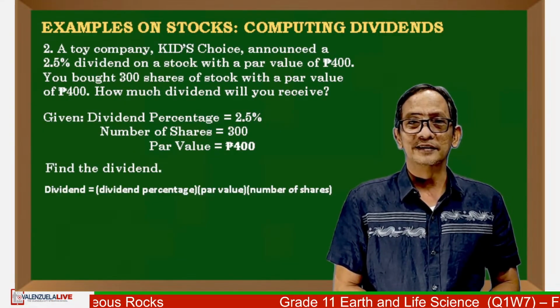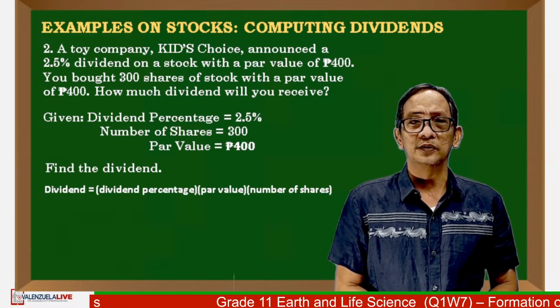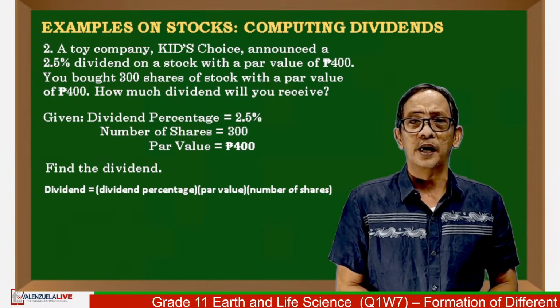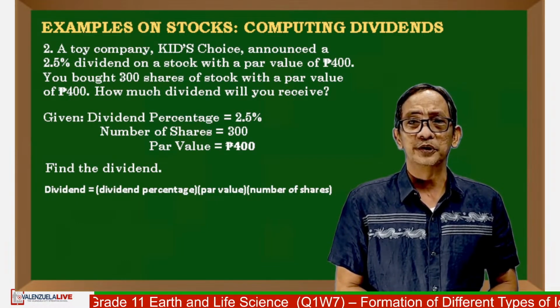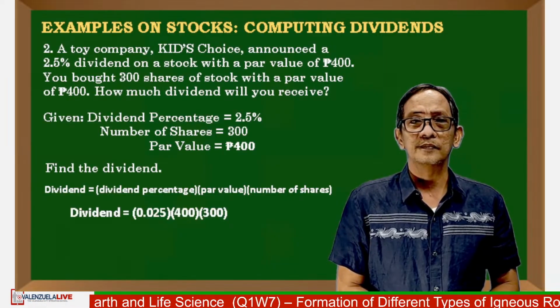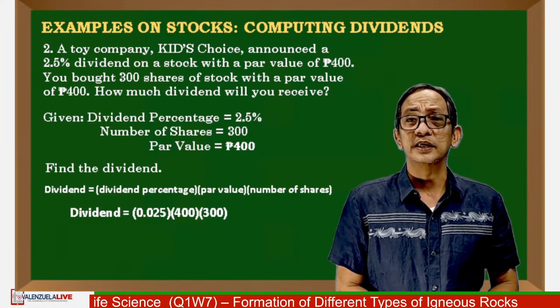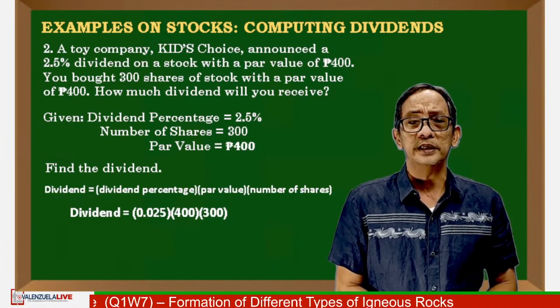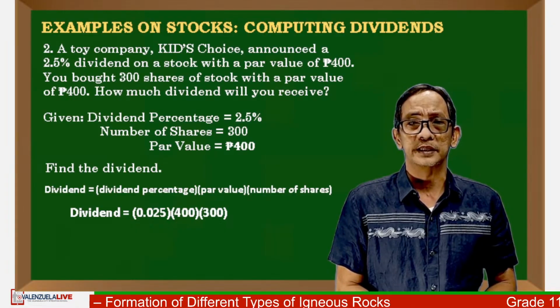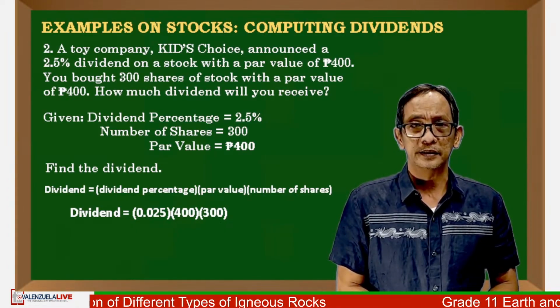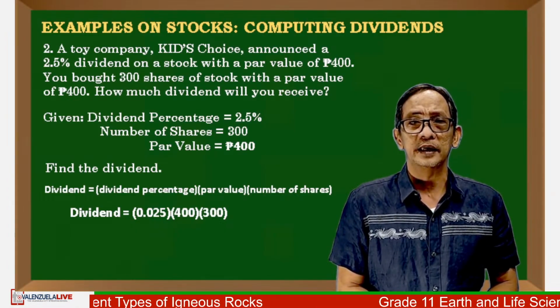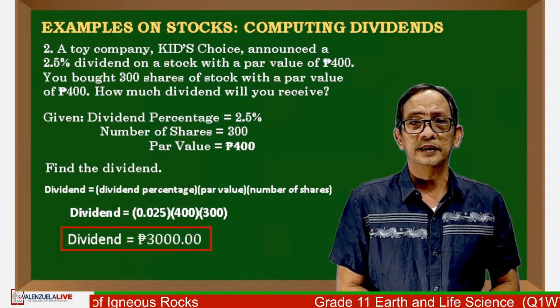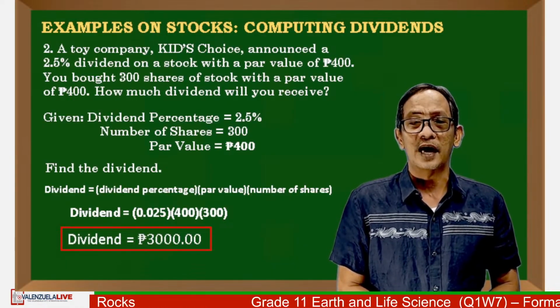Find the dividend. Dividend is equal to dividend percentage times par value times the number of shares. The dividend, by substituting the given values, is equivalent to 0.025 from 2.5% multiplied by 400 multiplied by 300, and that will give us the dividend equivalent to 3,000 pesos.